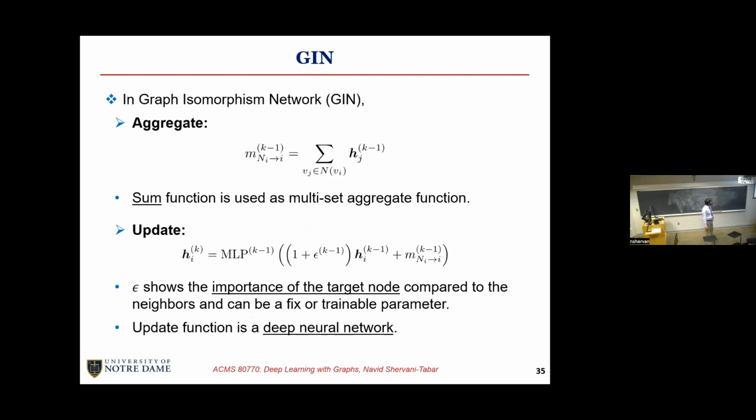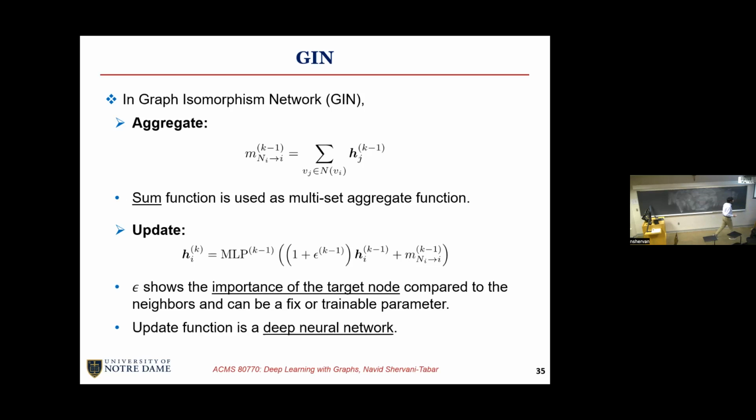And lastly, we have a model called Graph Isomorphism Network, or GIN. The idea with this, essentially the paper that presented this, is to build a neural network that has maximum expressiveness. And for that, they have used sum as the aggregate operator, which is just summing over all the neighborhood embeddings. And then they have introduced a parameter epsilon at each layer, which shows how important our target node is in comparison to its neighborhood.